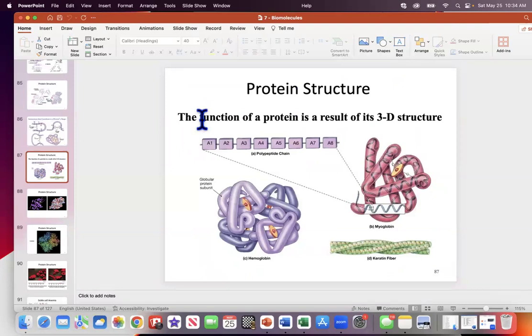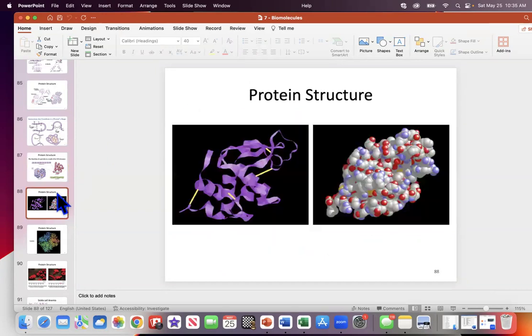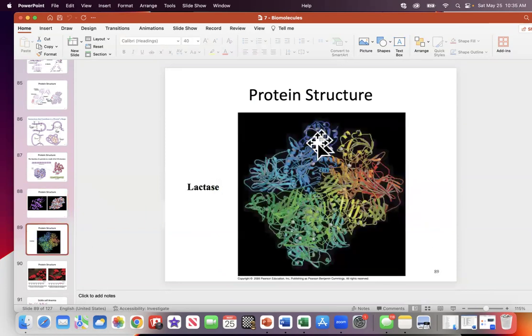And for the protein to work properly, it needs to maintain its correct 3D structure. When the 3D structure could not be maintained, it could not perform its function. So every protein needs to have its correct 3D structure. And some proteins are very big. Lactase, this is an enzyme that digests lactose.